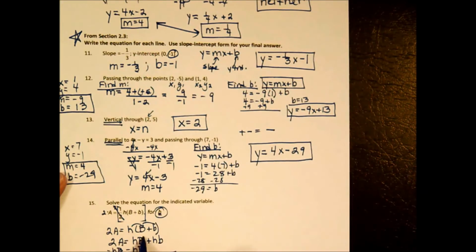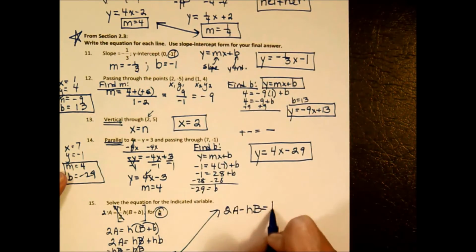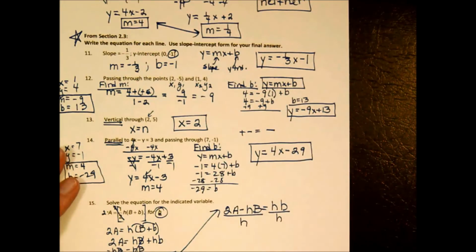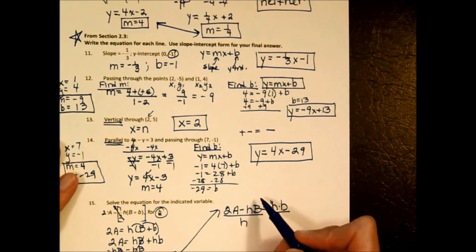I'm going to write it up here. So that gives me 2a minus h big B equals h little b. And now the only thing left to do is to divide by h. Now I want to show you something. These h's will cross cancel because those two terms were multiplied together. These h's will not cross cancel because this is a subtraction sign.